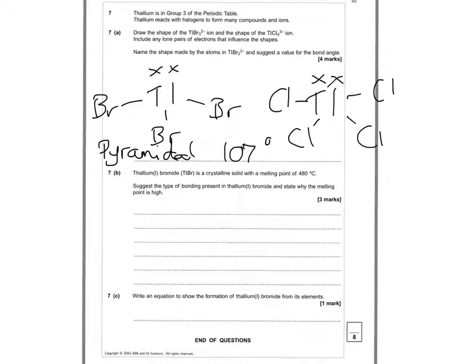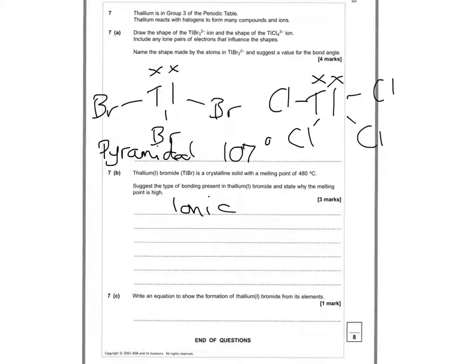Okay, part B. Thallium 1 bromide is a crystalline solid with a melting point of 480. Suggest the type of bonding and state why the melting point is high. Now, you're not expected to know a lot about thallium, but it's in the same group as aluminium. It is a metal. So you've got a metal and a non-metal. So it's an ionic compound. 1 mark for that. 2 marks for the very standard answer of strong attraction between oppositely charged ions. If you mention anything about covalent molecules, intermolecular forces, you get 0.